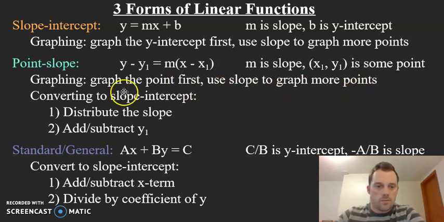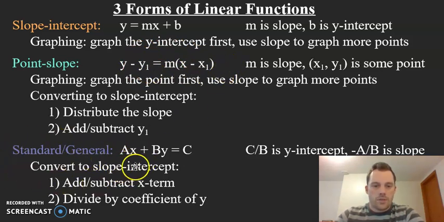So to graph, very similar to slope-intercept, we got to graph the point given first, then use slope both directions to get more points. Converting, well, we just need y by itself, which means we have to get rid of this here, but then we have parentheses here we have to distribute first so that we can combine this term with the constant that we get over here. So first you have to distribute the slope, then add or subtract this y1 value over.